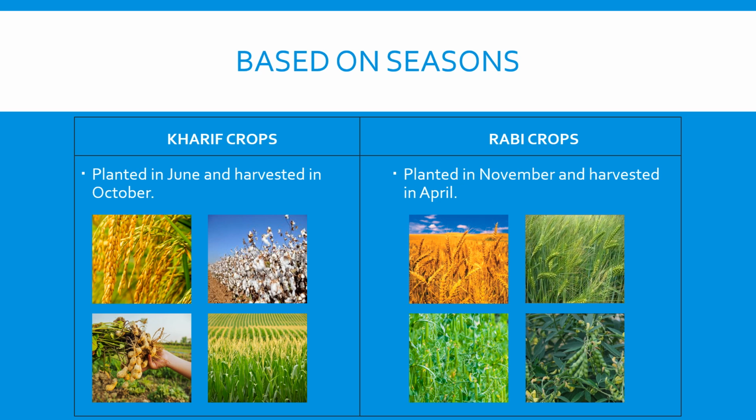Rabi crops. These crops are generally planted in November and harvested in April. November, December, January, February, March, April: 6 months. 6 months here, 5 months here. And examples are wheat, barley, pea and gram. So the first one is wheat, the second one is barley, the third one is pea and the last one is gram.